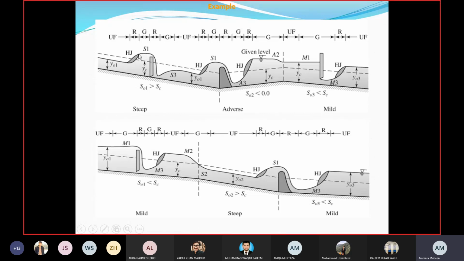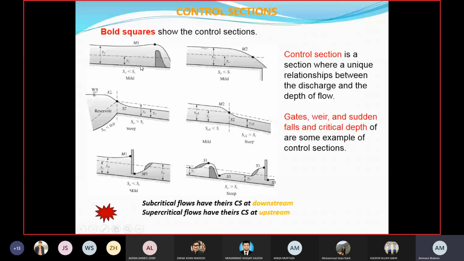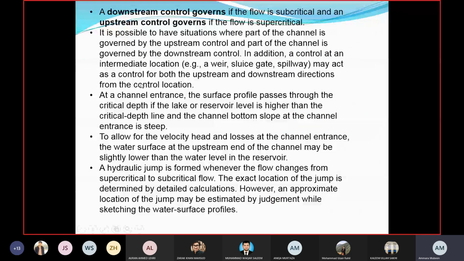Okay, as this is the point, a downstream control governs if the flow is subcritical. So flow would need to be subcritical if the control is downstream.